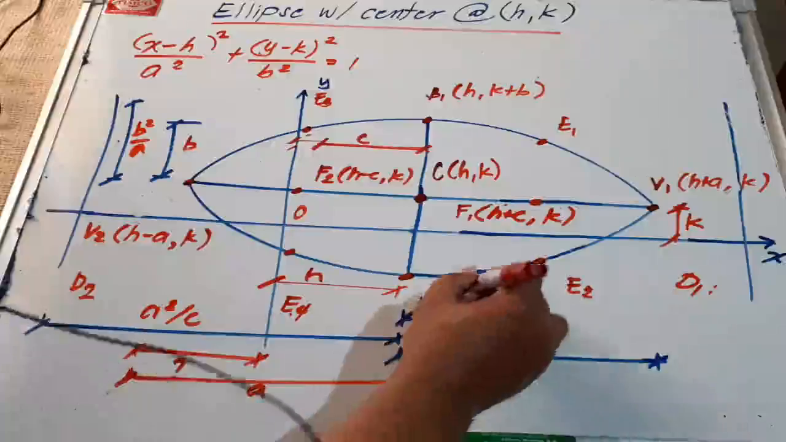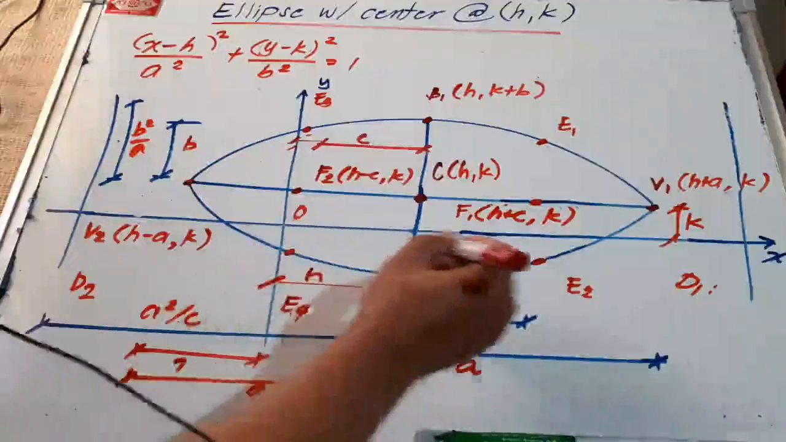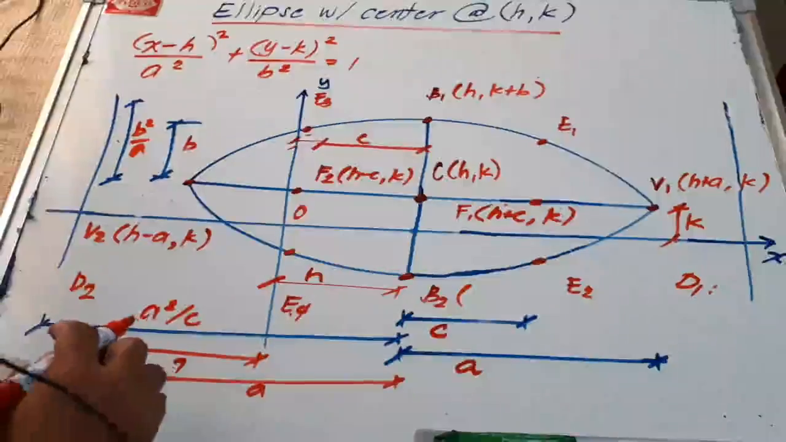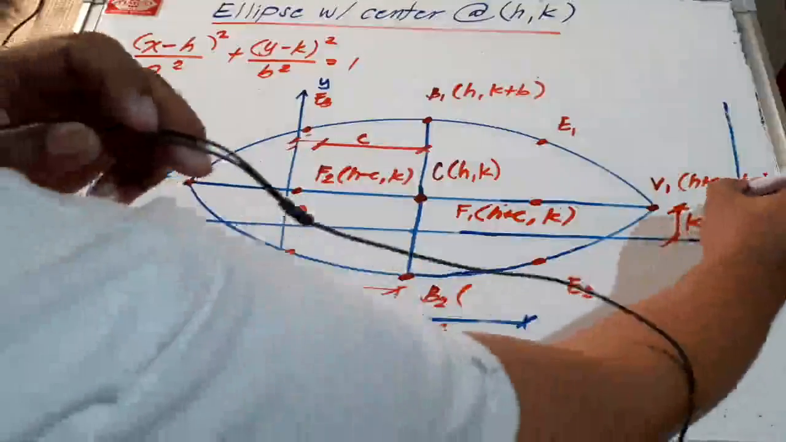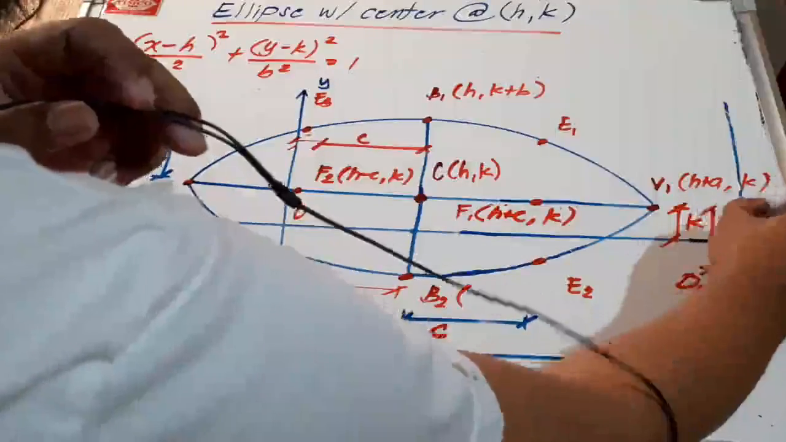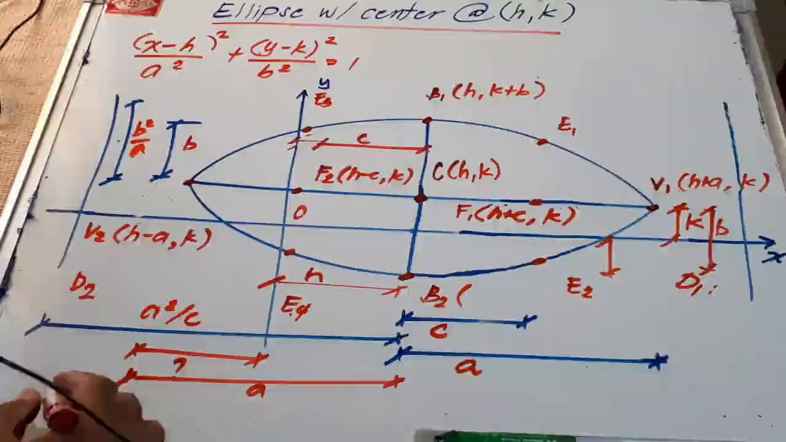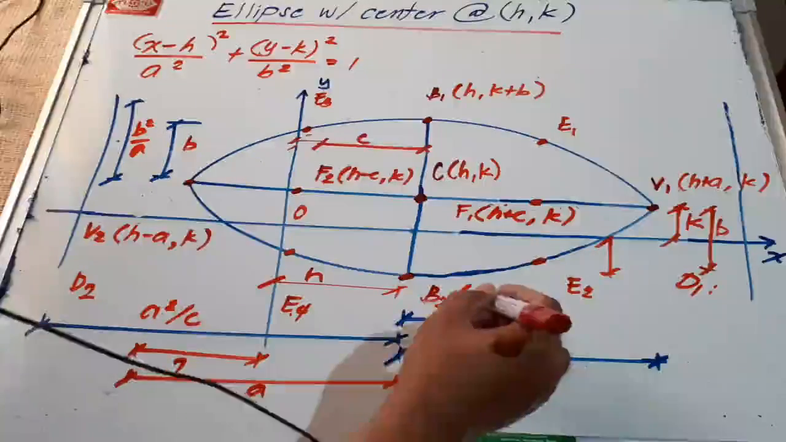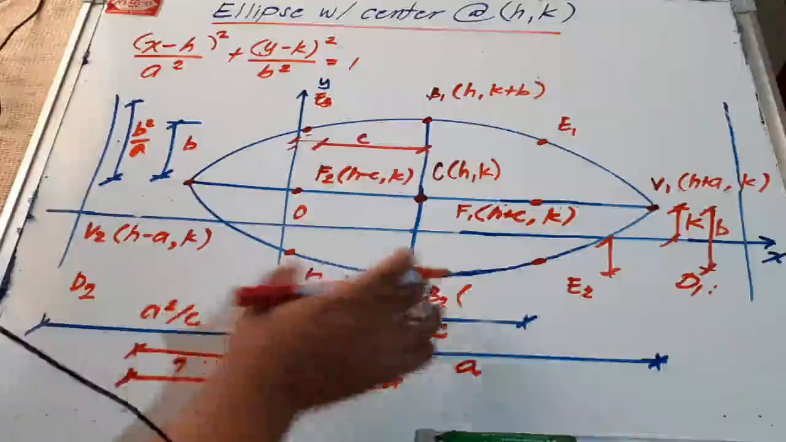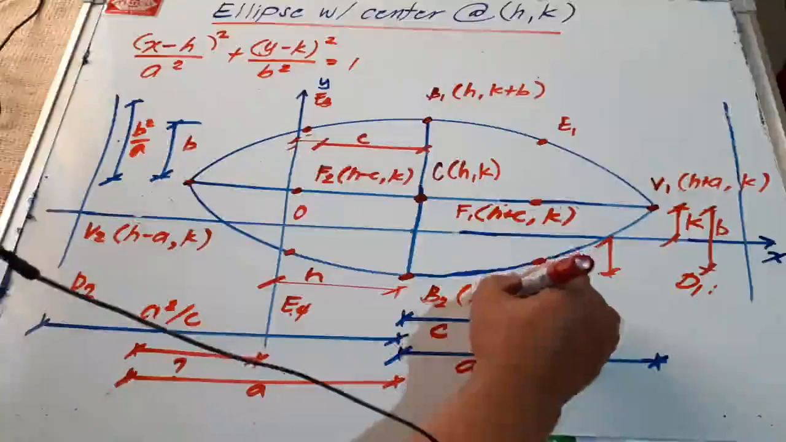B sub 2, bumaba naman siya ng B from the center of the ellipse. So, kung bumaba siya, ito kasi ay B. Ito ang kailangan natin. Ano yon? That will be K minus B. Ang kanyang vertical distance. Ang kanyang horizontal distance, H pa rin. H, K minus B.